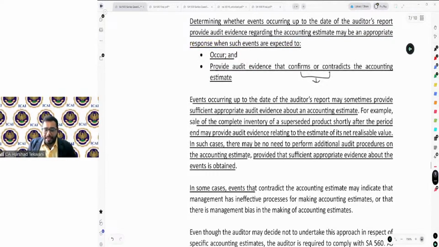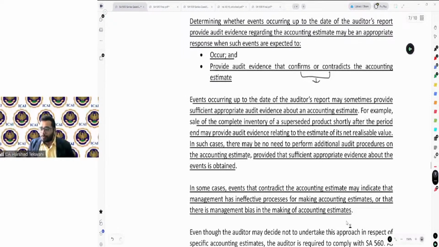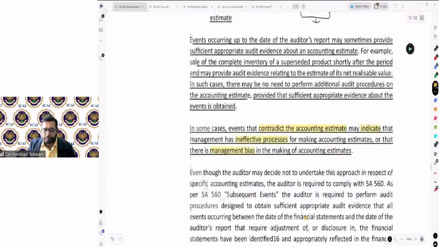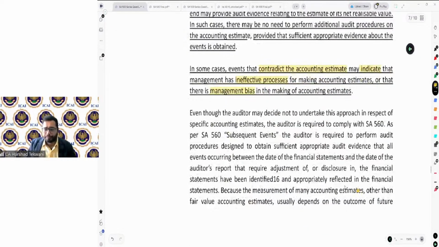In some cases, events that contradict the accounting estimate may indicate that management has an ineffective process for making accounting estimates, or that there is management bias in the making of the accounting estimate. So if there is contradictory evidence, that can indicate that the process of making the estimate is either ineffective or that there is management bias. Then in that case, the auditor needs to understand what the impact is.